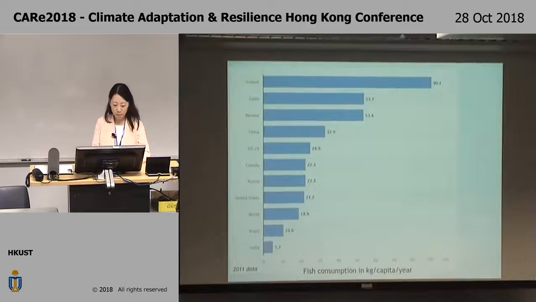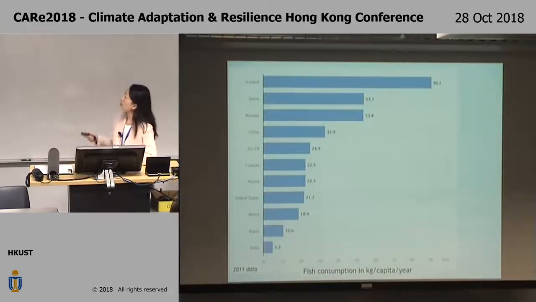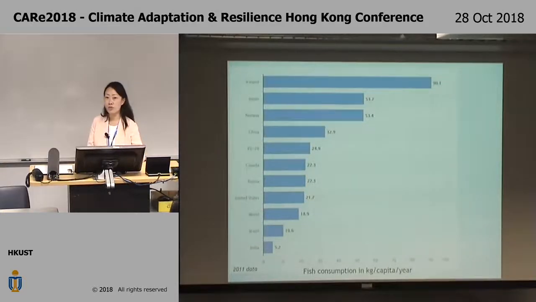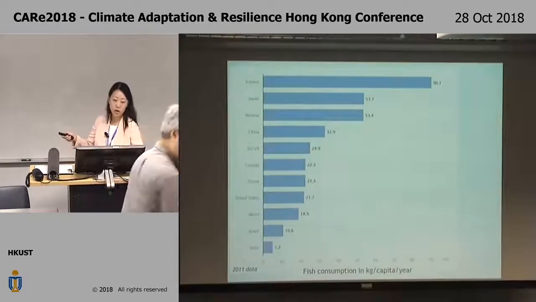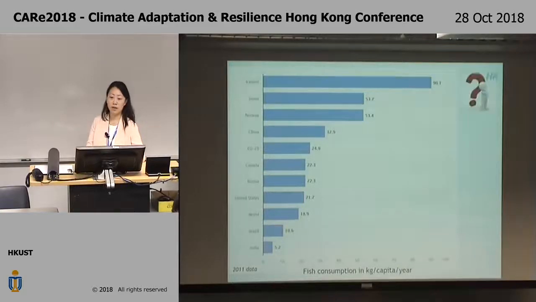So what about the fish consumption per capita? Here we can see that in Iceland, they are eating a lot of fishery products. Every single person in Iceland consumes up to 90 kilograms of fishery products in a year, followed by Japan and Norway, and then China. So what about Hong Kong? Does anybody know how much we consume every year? Double that.